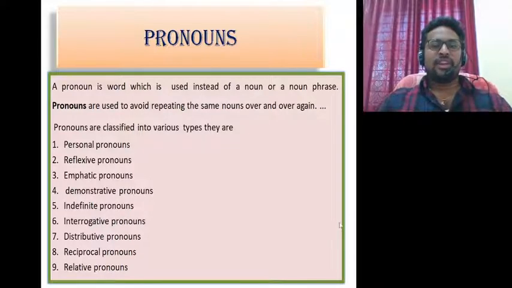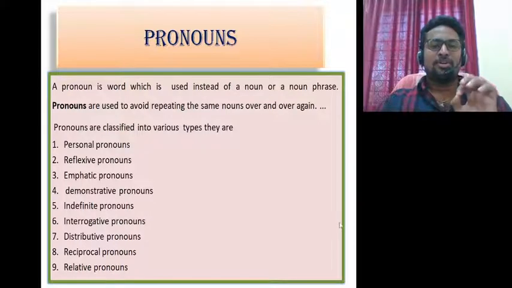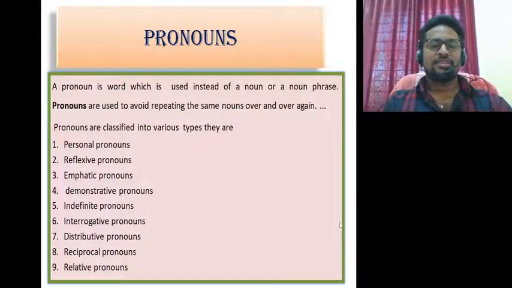In the previous class, we discussed the parts of speech. We know that in English we have 8 parts of speech: noun, pronoun, verb, adjective, adverb, preposition, conjunction, and interjection. In the previous class, we finished noun. What is a noun? How many types of nouns do we have in English? We discussed that.